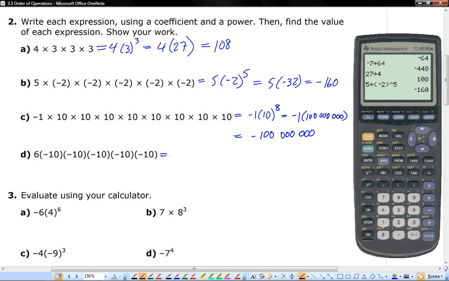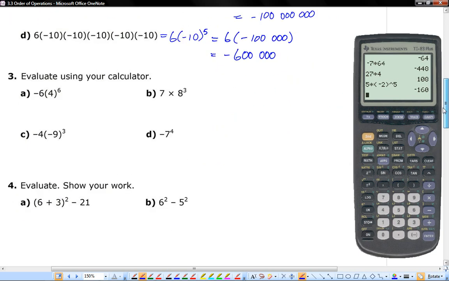And last one, in number 2 here, we've got 6 times negative 10 to the power of 1, 2, 3, 4, 5. And so this is 6 times negative 100,000, which will give you negative 600,000.